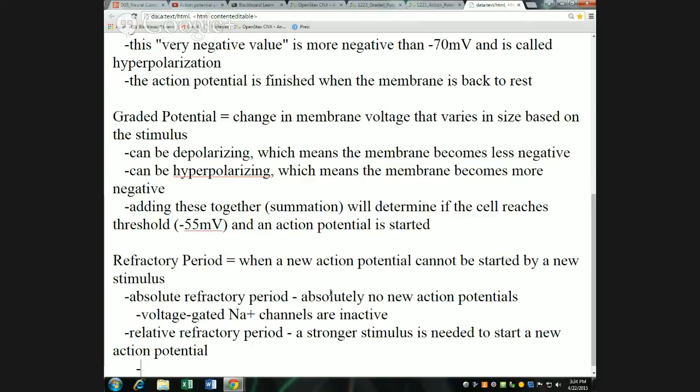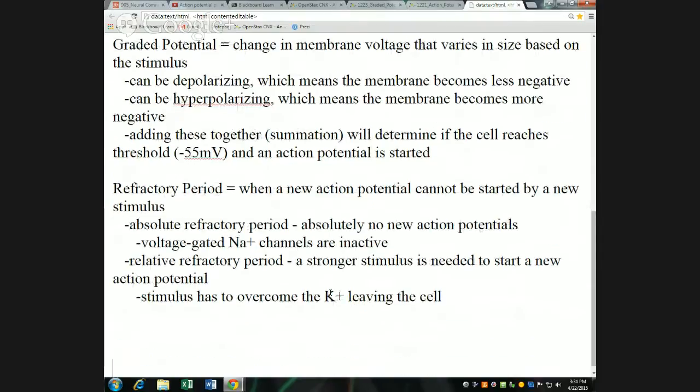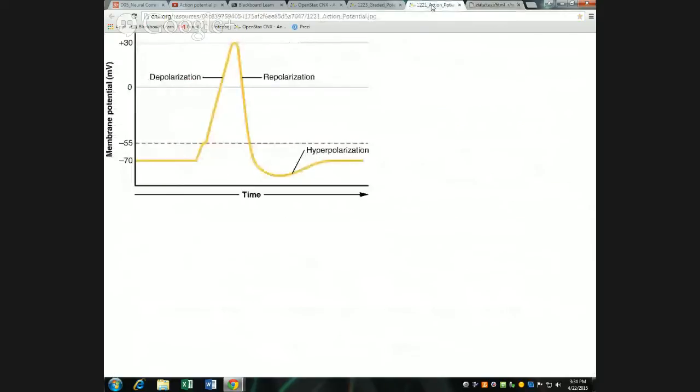Okay, and the reason for this is the stimulus has to overcome the potassium leaving the cell. So let me go back to the graph here.